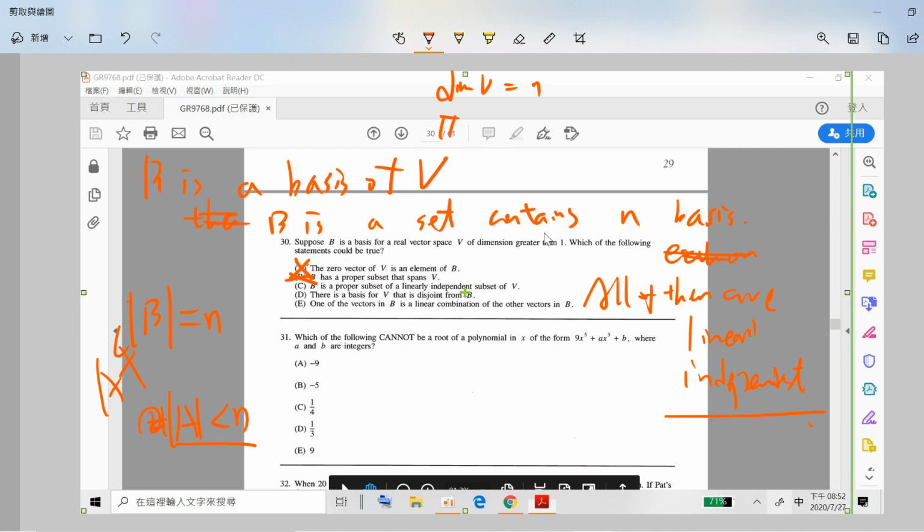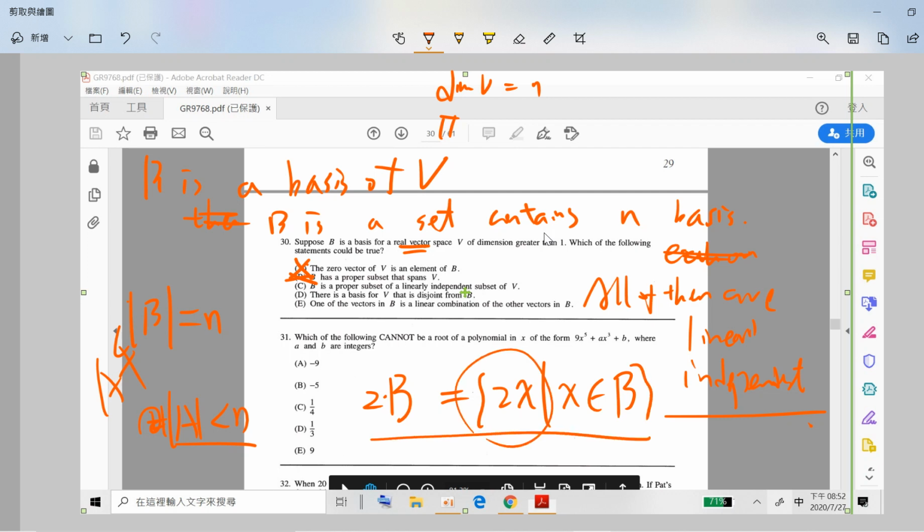Okay, so D, there is a basis for V which is disjoint from B. This is correct. Suppose I multiply 2 into B. So this means that 2x belongs to 2B, and this will create another n vectors, but it's still linearly independent. So the reason is trivial.